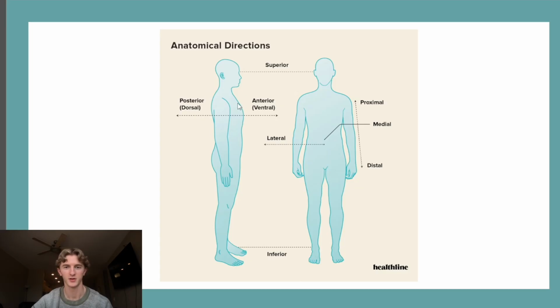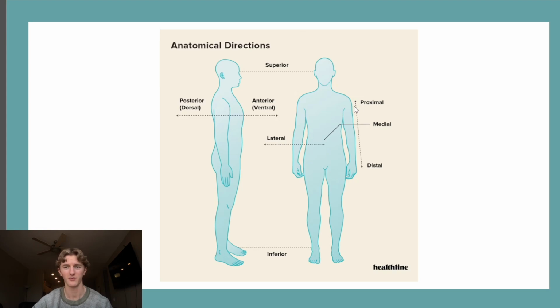On the left here, we can see anterior is referring to something on the front part of the body, whereas posterior is going to be referring to something on the back part of the body. And on this other diagram, we can see first superior and inferior. Superior is going to be something on the upper part of the body, and inferior is going to be something on the lower part of the body. Next, we see medial and lateral. This just means that anything close to the imaginary midline of the body is going to be medial, whereas something further from that midline is going to be lateral.